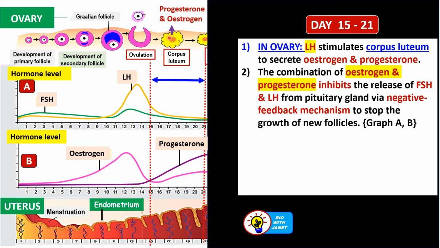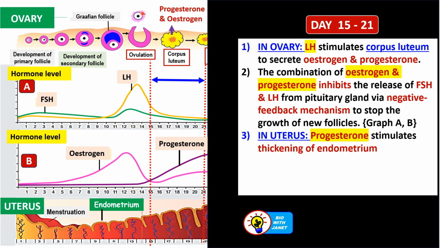Now, the combination of estrogen and progesterone inhibits the release of FSH and LH from the pituitary gland via a negative feedback mechanism to stop the growth of new follicles. If you look at graph A here, for LH and FSH, the levels are low because the release of FSH and LH is inhibited by estrogen and progesterone. This is to stop the growth of further new follicles, as one follicle has developed, ovulation has occurred, and one secondary oocyte has moved into the fallopian tube.